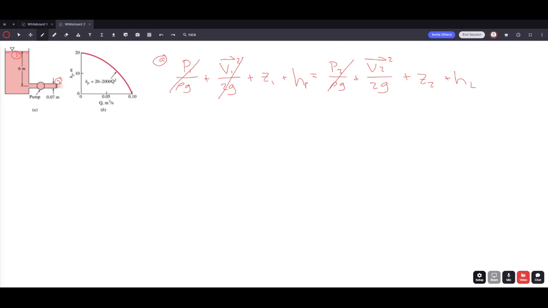Yeah, so it's the equation that we simplified down to. Head gain pump equals V2, and instead of writing V2, I'm just going to write V, so I can just stand in for the average velocity, squared over 2g, plus Z2 minus Z1, plus head loss.